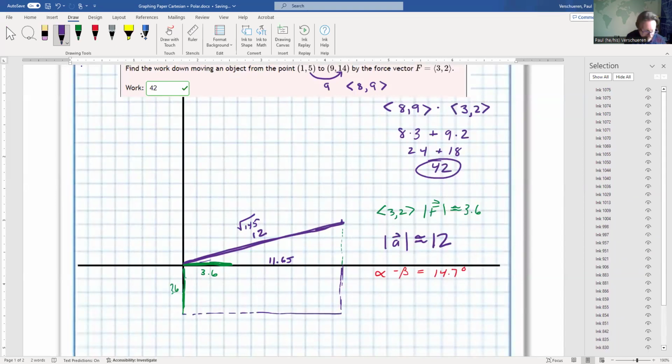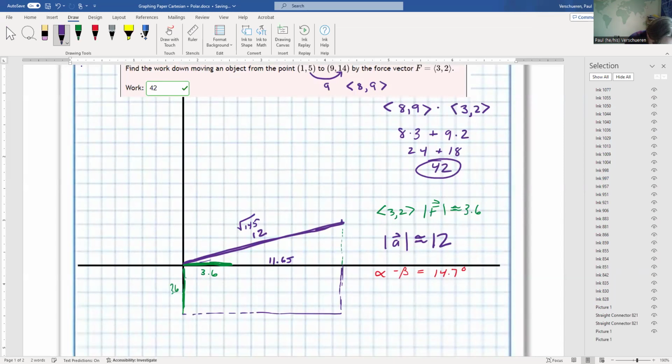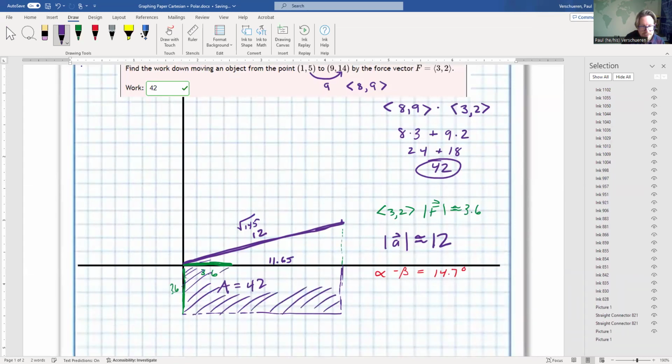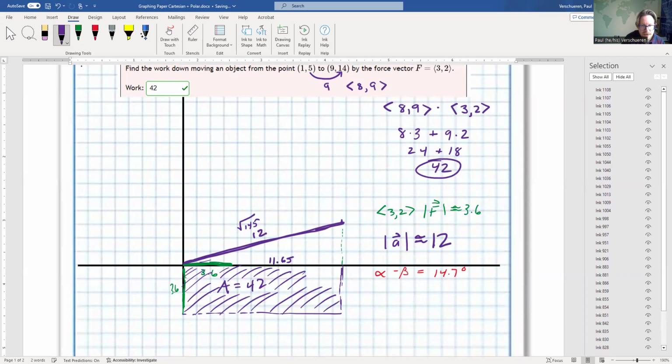Just going to double check this. 3.6 times 11.65, and these are rounded numbers, equals 41.94. So unrounded, the area of this would be 42 if you didn't round this. So again, maybe this makes sense to you. Maybe you'll talk to me afterwards and say, oh, that makes so much sense.